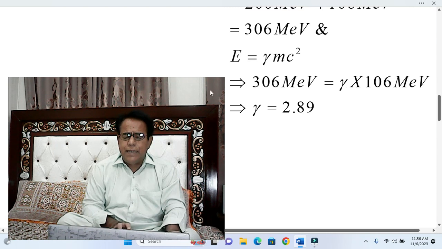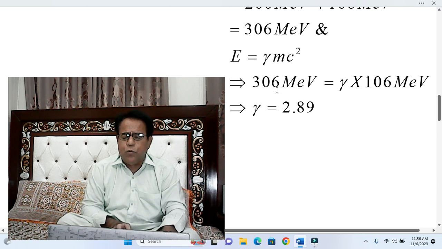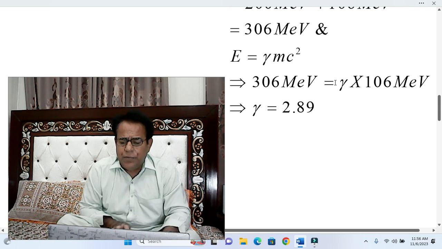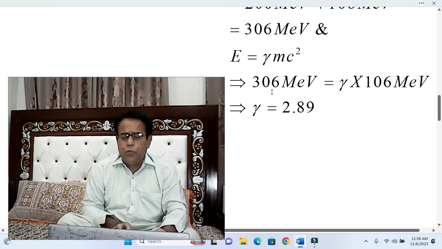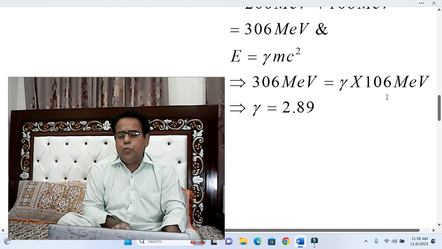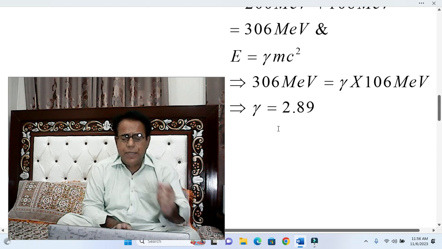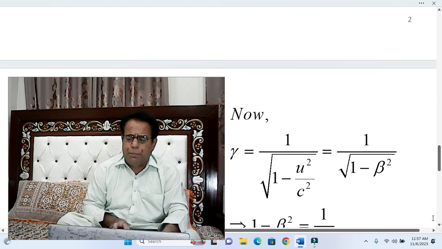This implies that in place of E we have used its value, that is 306 million electron volt equal to, however, we have not disturbed Lorentz factor gamma because we have to find this factor. So value of E 306 million electron volt becomes equal to gamma into 106 million electron volt. From here we get a value of Lorentz factor gamma equal to 2.89. Lorentz factor gamma is just a number, it has no units.